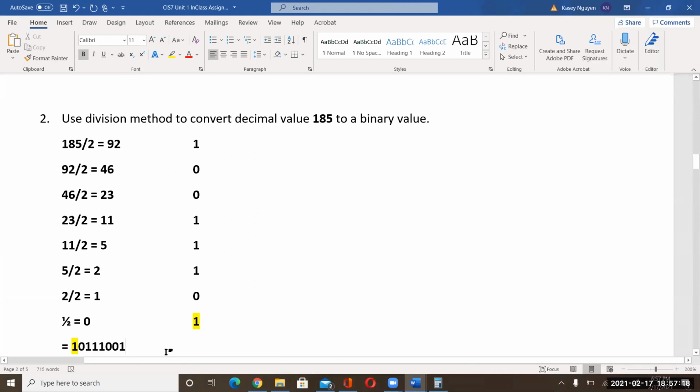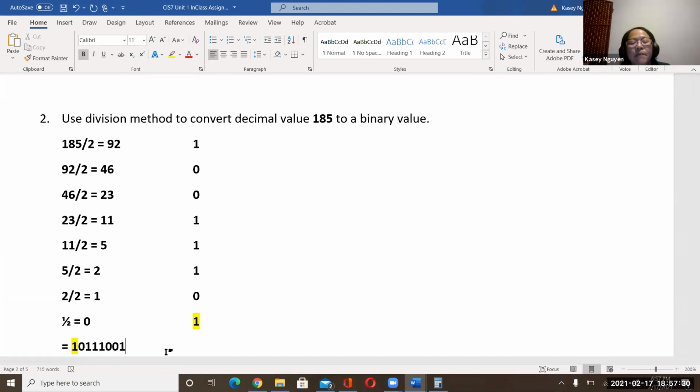So I had a question. Yes, Sarah. So no matter what, whatever the remainder is, it would always be a 1 if there's a remainder of an odd number? Yeah, because when you're dividing by 2, it's always going to have a 1 remainder. Okay. Yeah, so if it doesn't have a remainder, it's a 0.